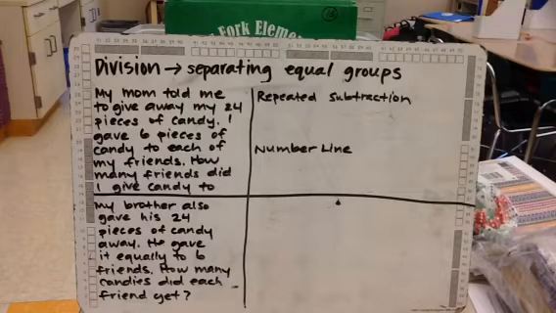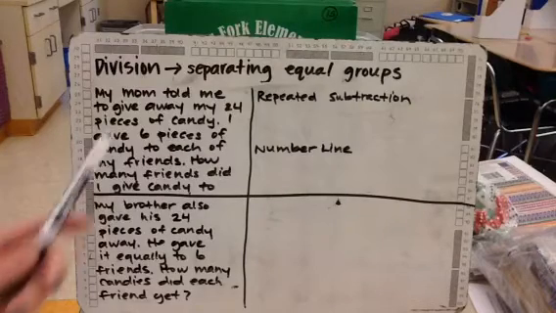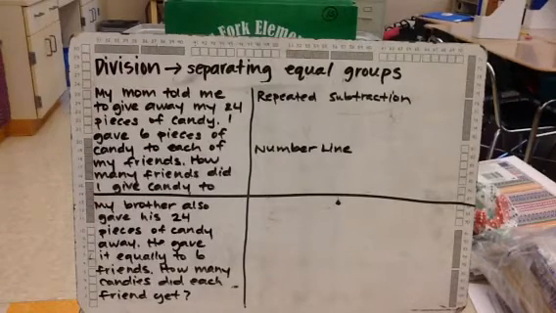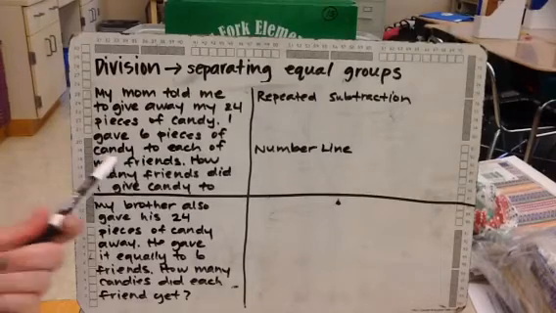So we've already looked at equal groups and arrays. Today we're going to look at repeated subtraction and the number line. And I have two different problems here because I'm going to be showing you that these two strategies don't make sense for all kinds of problems, and you're going to see why in a moment. So let's start with this one here.